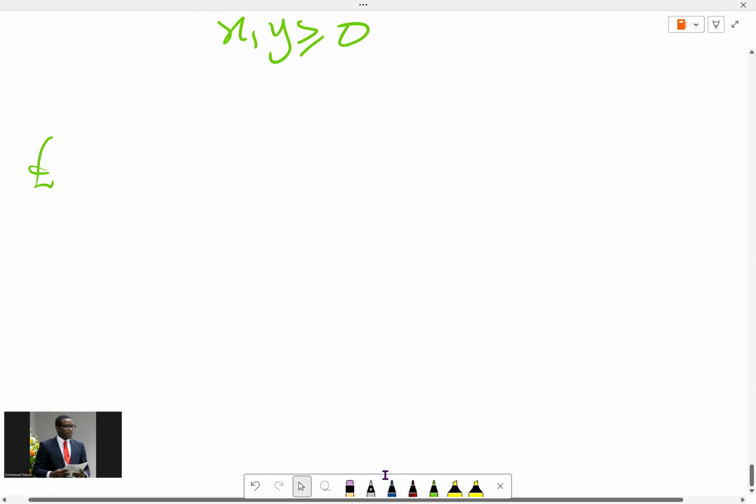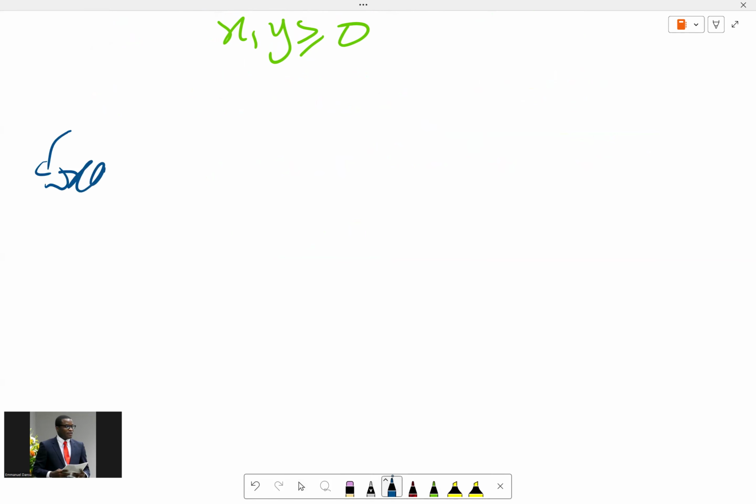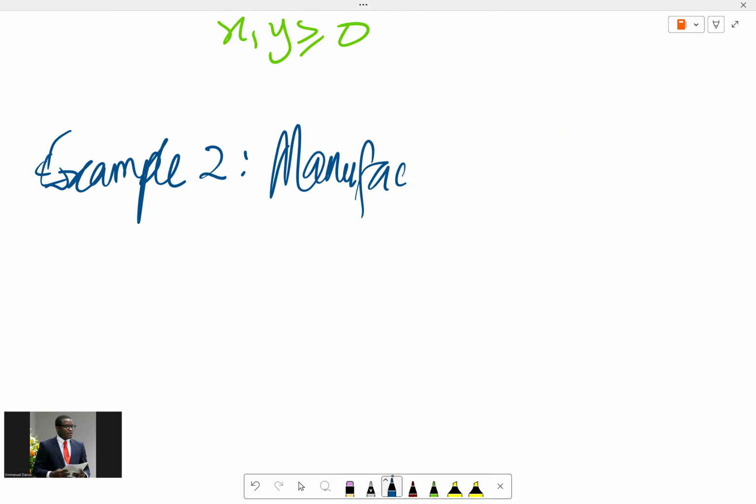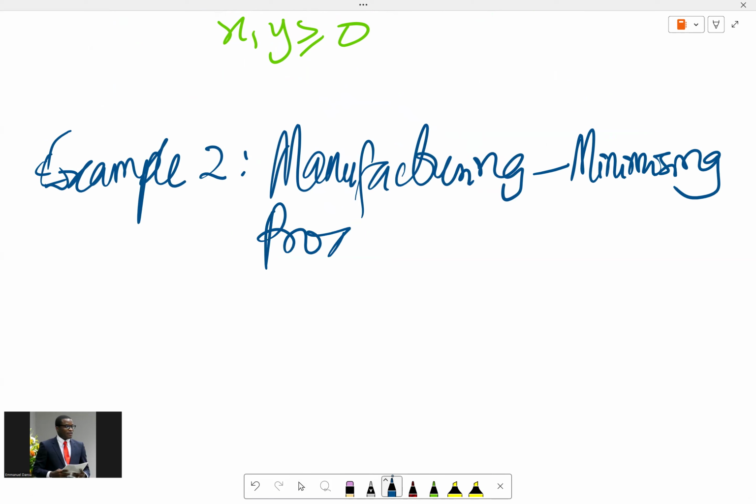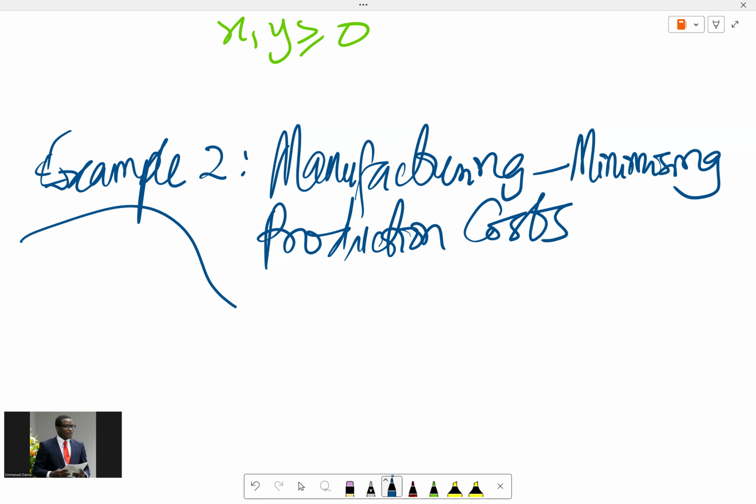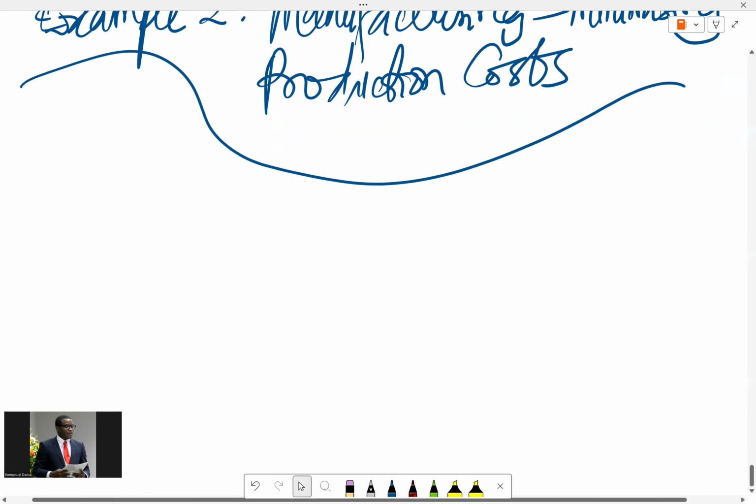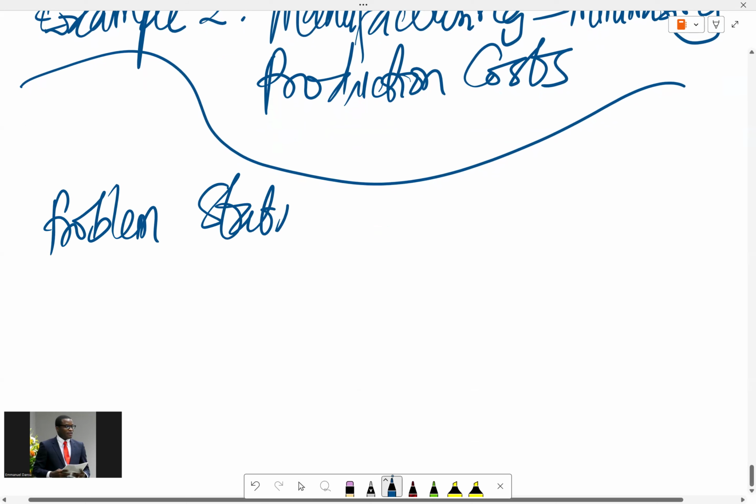So let's say example 2. For example 2, we are considering manufacturing, and that is minimizing production costs. Okay, that's what we're doing here. And this is the problem statement.